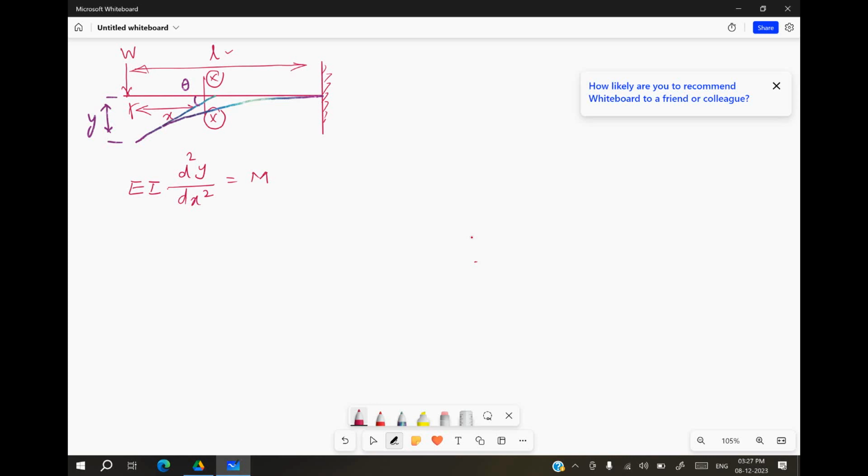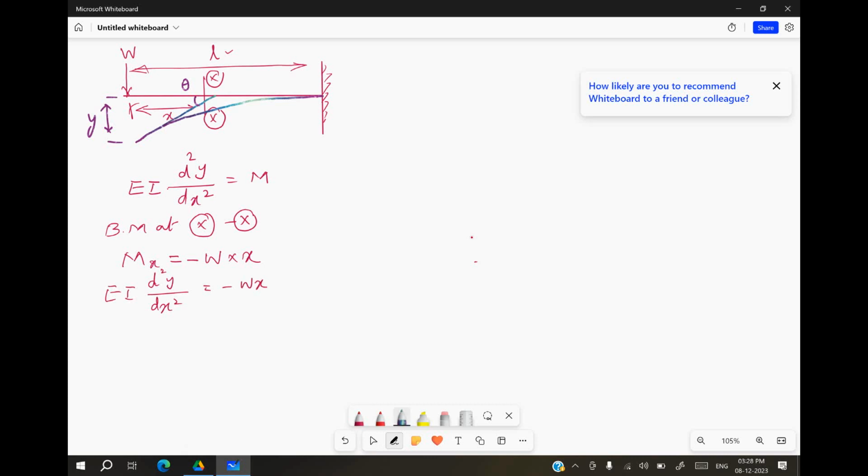Now we also know that the bending moment at section XX, M of x, is equal to W multiplied by the distance x. It is with a minus sign because the beam is bending downwards. If I equate the above two equations, then I will have EI d²y/dx² equal to minus Wx.